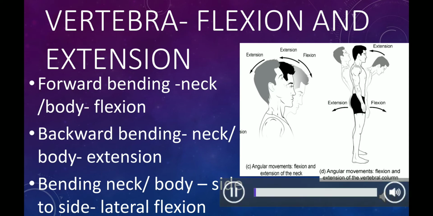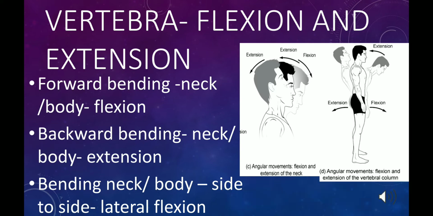Flexion and extension in the vertebral column, that is, flexion that takes place in the body as well as in the neck. We will discuss these two topics. Flexion of the neck is a forward bending of the neck, and flexion of the body is the forward bending of the body, and extension means straightening from the flexed position or bending backwards.